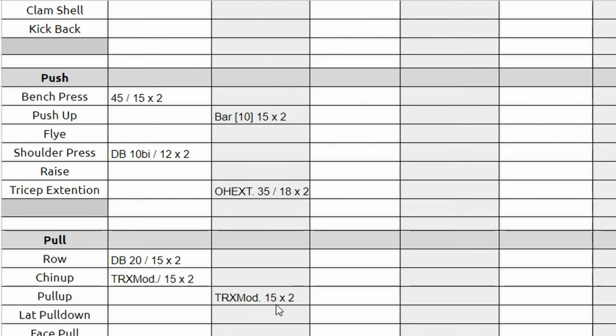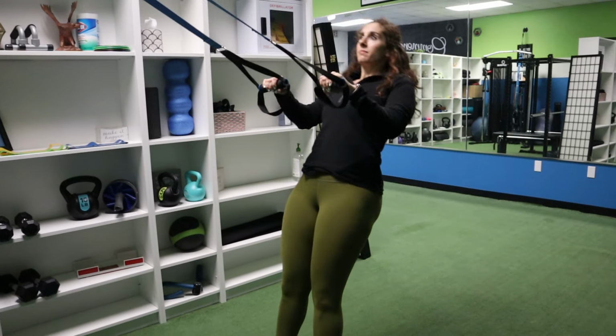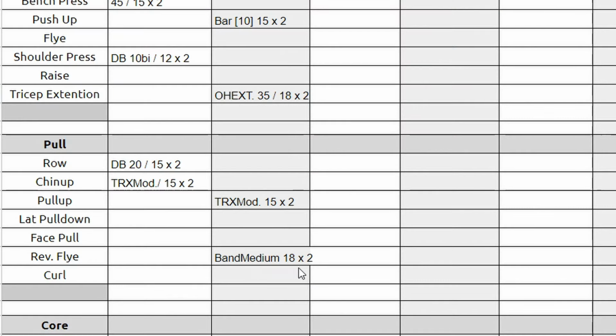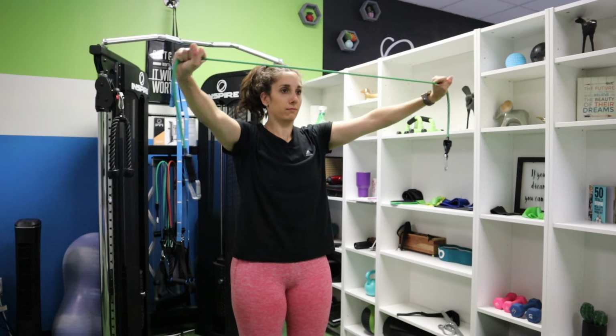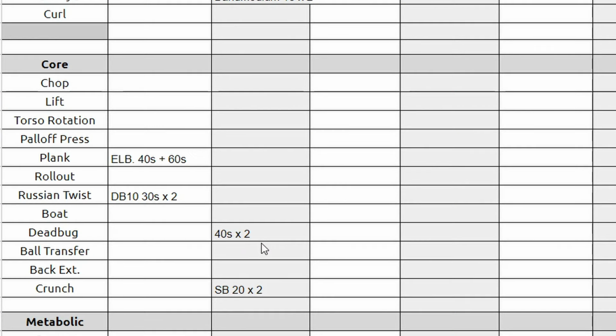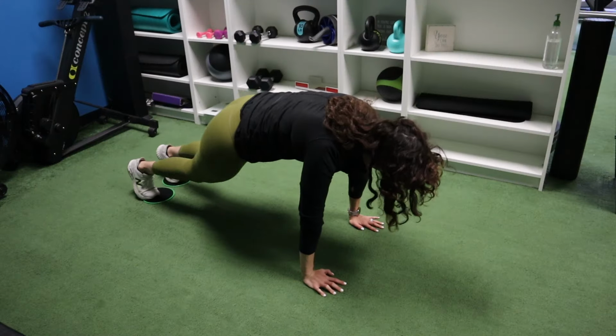We have TRX modified pull-ups, basically the same thing as before, but with a pronated or overhand grip. We also have reverse flies down here with the band, aka band pull-aparts. There are a few different ways you could do this move. We have some dead bugs for 40 seconds. We have some stability ball crunches, and we also have some slow and controlled mountain climbers on the sliders.